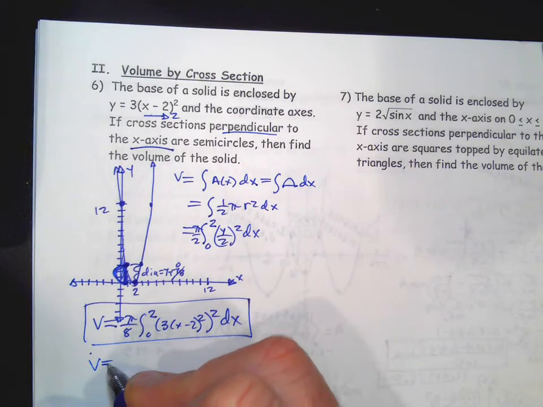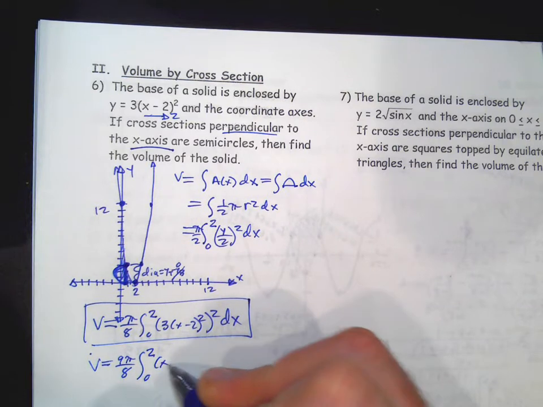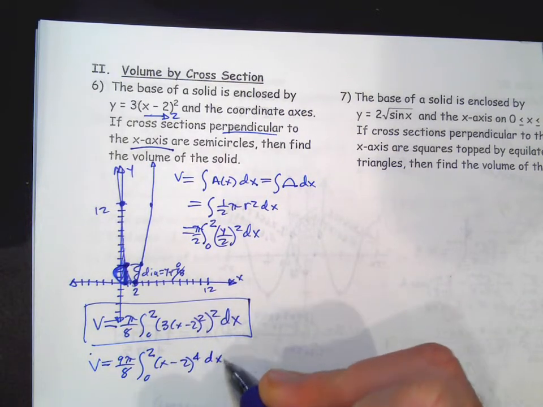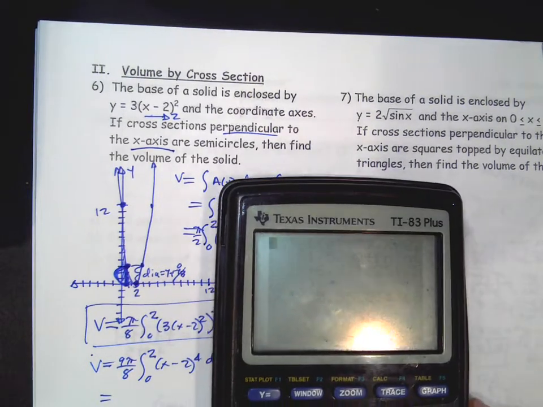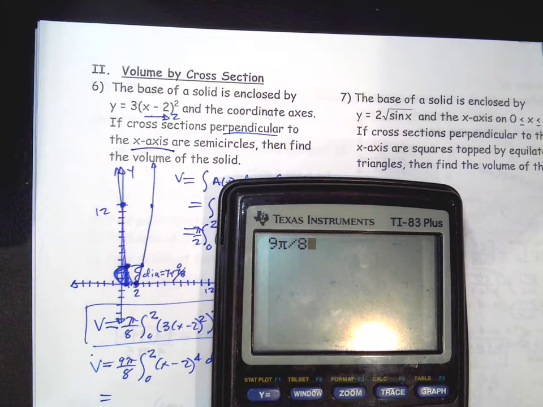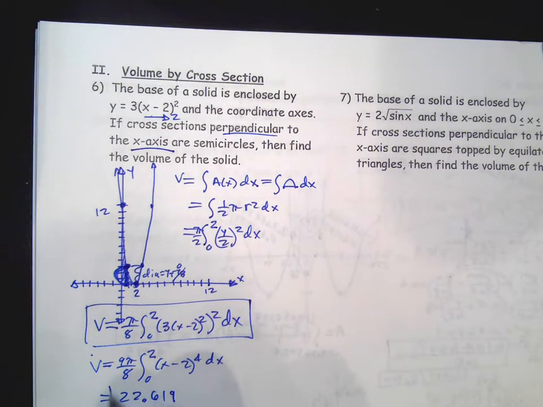We could simplify it. 9 pi over 8, x minus 2 to the 4th. Little easier to type in your calculator, but let's type that in our calculator. So 9 pi over 8, math 9, parentheses, x minus 2 to the 4th, comma, x, comma, 0, comma, 2. And that's your answer: 22.619. There you go.